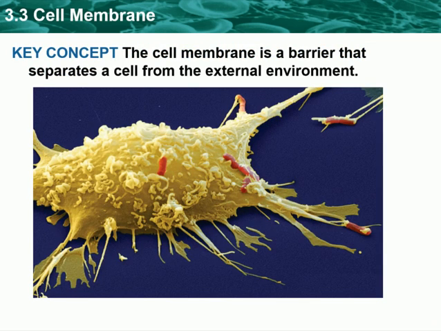This has been Chapter 3, Section 3, Cell Membrane. Key concept: the cell membrane is a barrier that separates a cell from the external environment. Main ideas: cell membranes are composed of two phospholipid layers, and chemical signals are transmitted across the cell membrane.